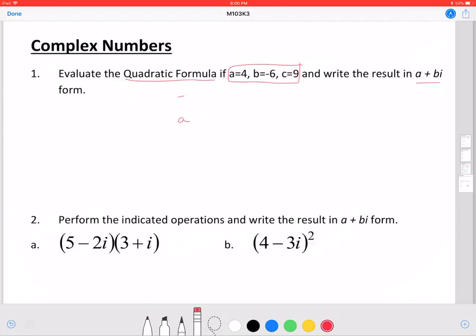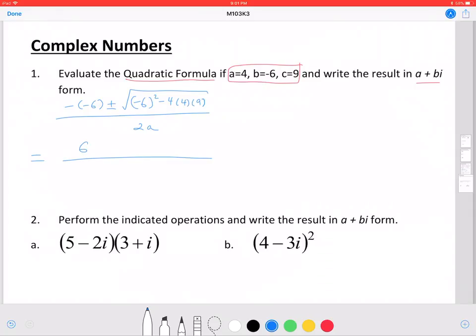So negative b, so negative of negative 6, plus or minus the square root of negative 6 squared minus 4ac, whole thing over 2a. Then let's clean up a little bit: 6 plus or minus the square root of 36 minus 4 times 9 is 144, whole thing over 2 times 4.